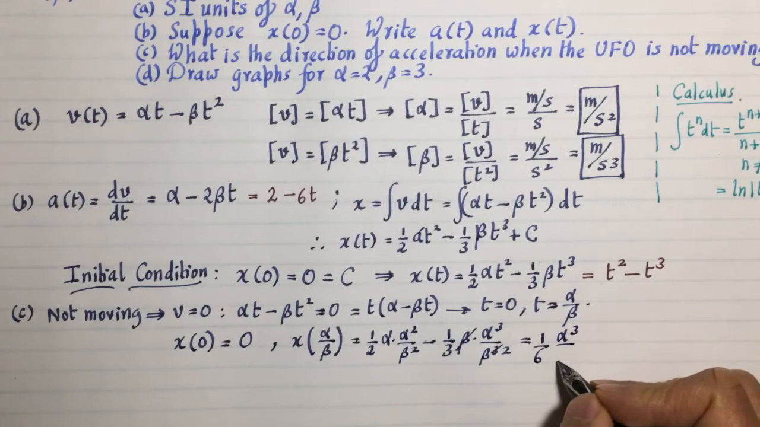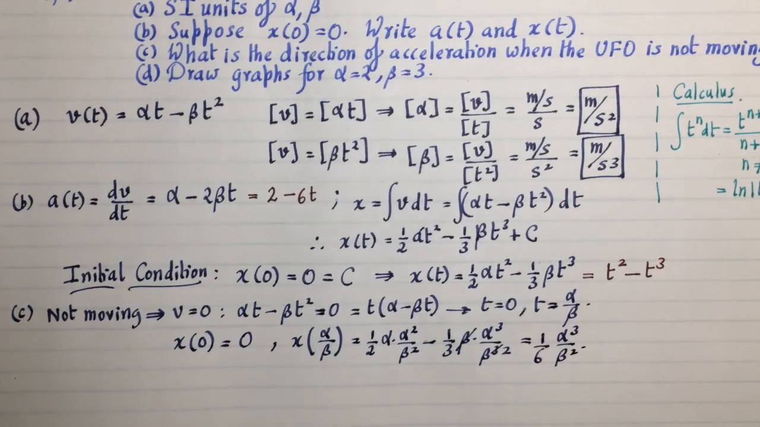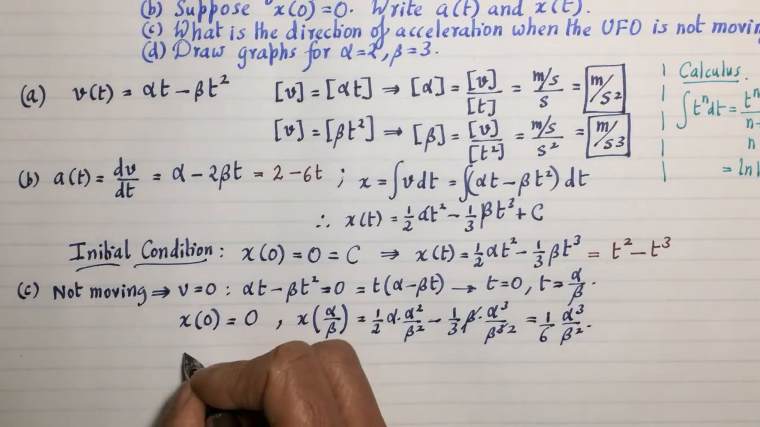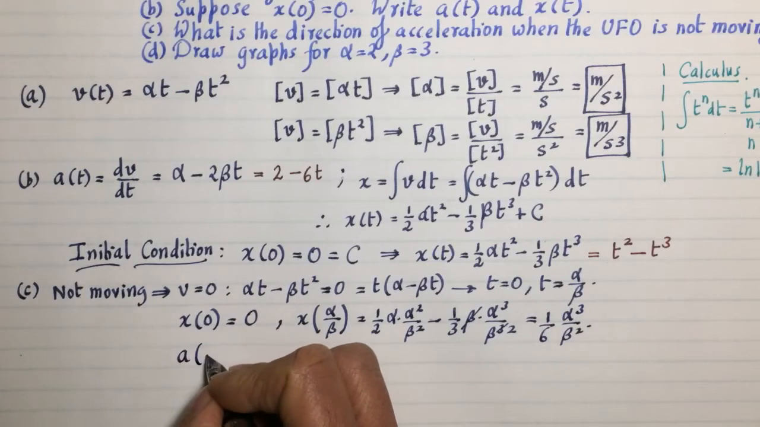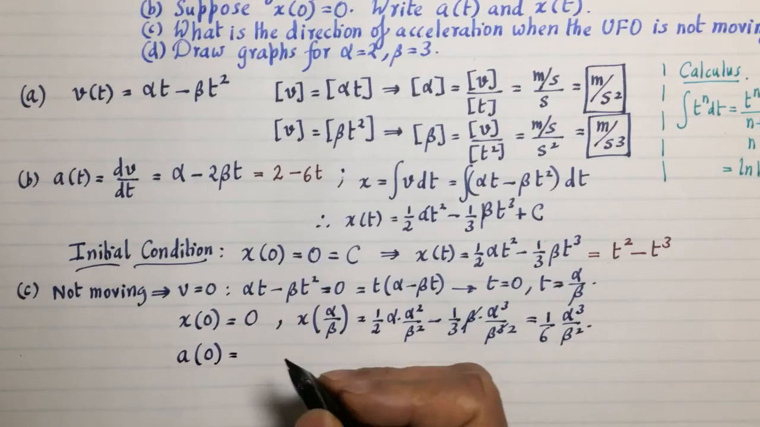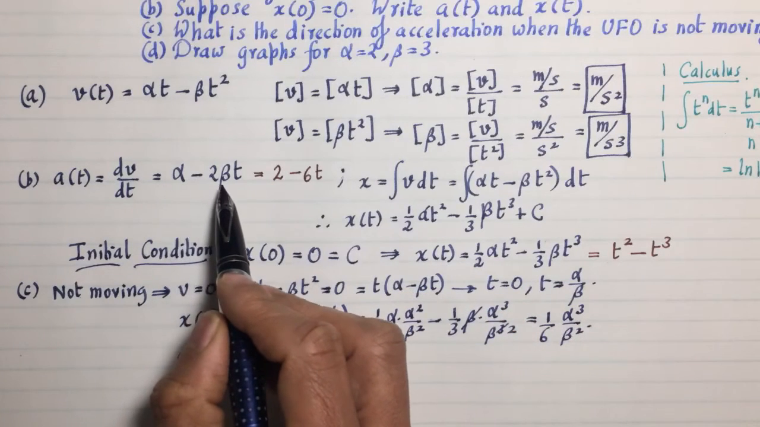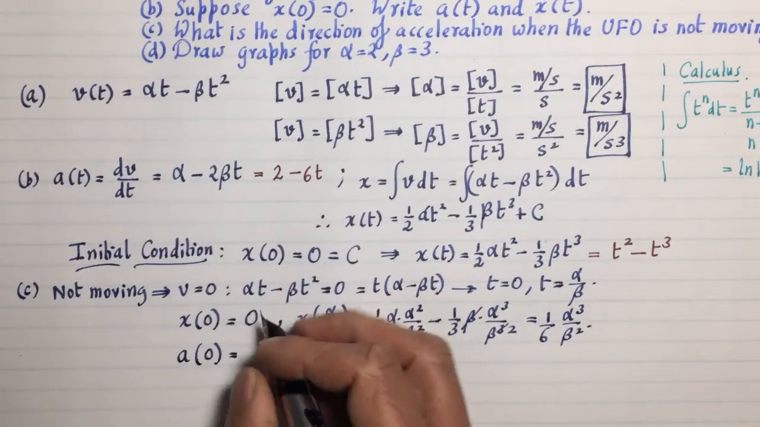It's not important, but I just felt like doing it, so I did it. While drawing the graphs, it might be useful, perhaps. The acceleration is what's really important, so let's figure out the acceleration at time 0. The acceleration expression is alpha minus 2 beta t. When you put t equal to 0, I just get alpha.